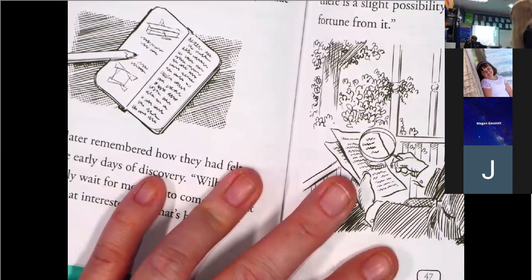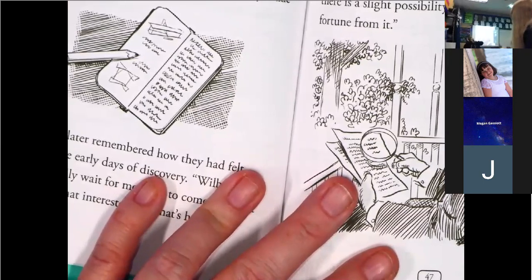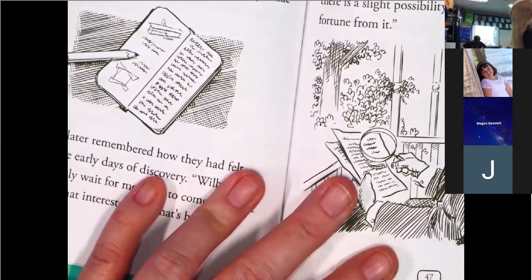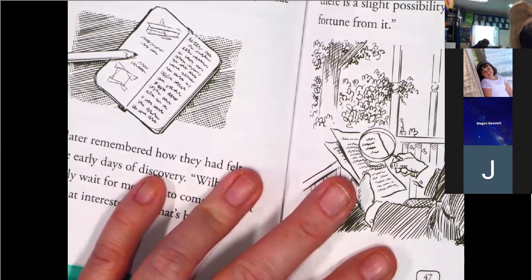How did the Wright brothers share their ideas? They gave a speech in Chicago. What else did they do? They talked about their plans with each other. Did they also write letters to their father? Yes, they did. Okay.